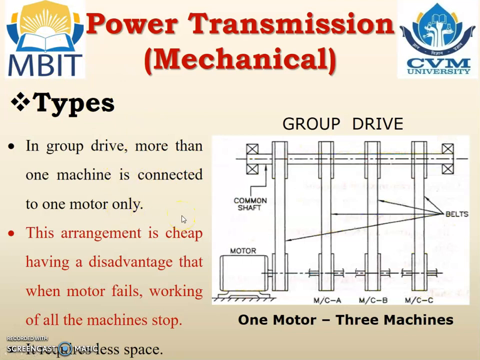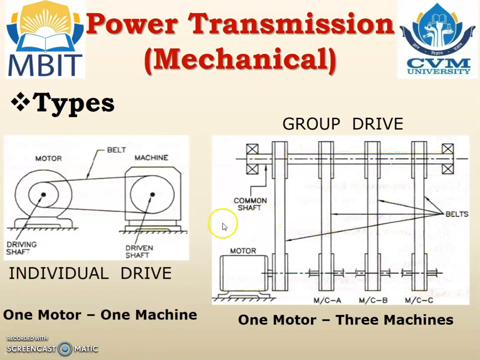This arrangement is cheap, having a disadvantage that when the motor fails, working of all machines stops. It requires less space. So that is the individual drive, where one motor, one machine. There is a group drive, where one motor can run more than one machine.